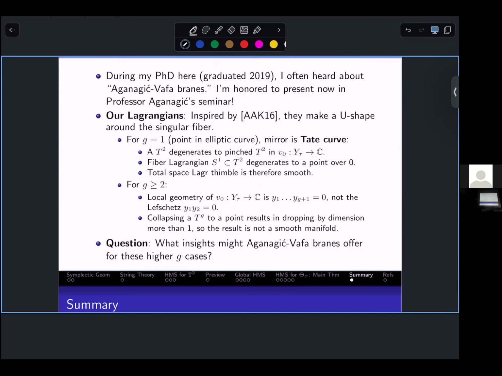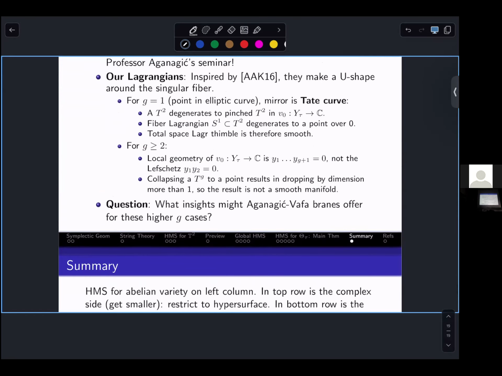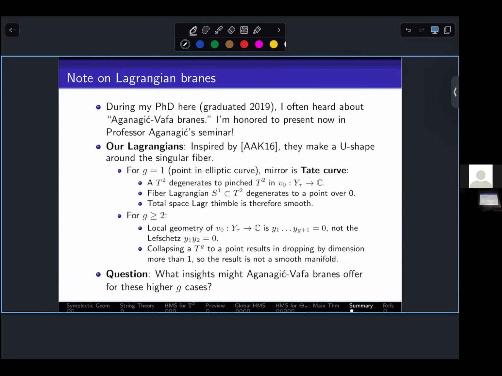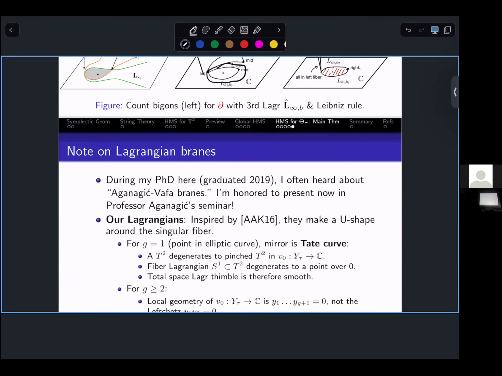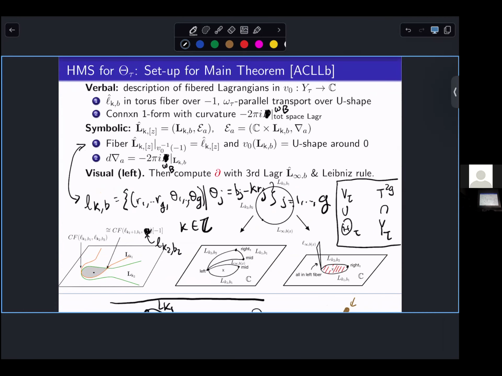So I'll just conclude on this slide that we already saw before. TG is a Lagrangian. Yeah, because you have a T2G fiber, so the Lagrangian is TG. It's the slope K1. This would get collapsed to a point. All of the Lagrangians would collapse to the critical point here.